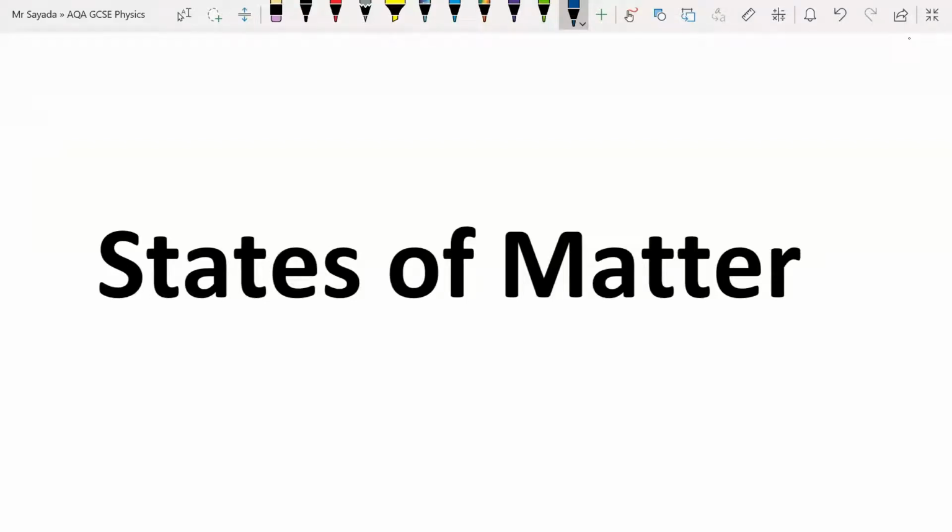In this video, we're going to look at the three states of matter, the properties of those states of matter, and explanations of those properties in terms of the particles. And we're going to look at changes of state as well.